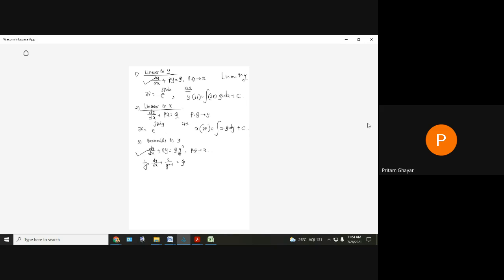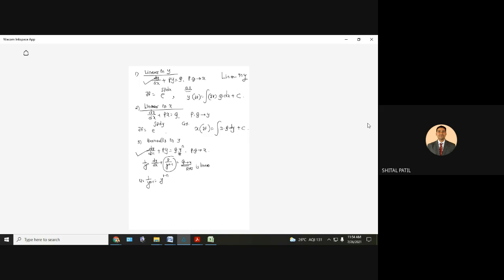So 1 upon y raised to n, dy/dx, plus P divided by y raised to n minus 1, equals Q, right? Q is a function of x only. So now it is linear, that is, the right hand side is linear. And then we have to decide the substitution from the middle term. So u equal to 1 upon y raised to n minus 1 is the substitution, that is, y raised to 1 minus n is the substitution.